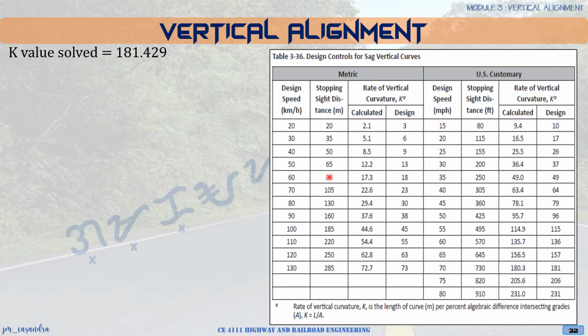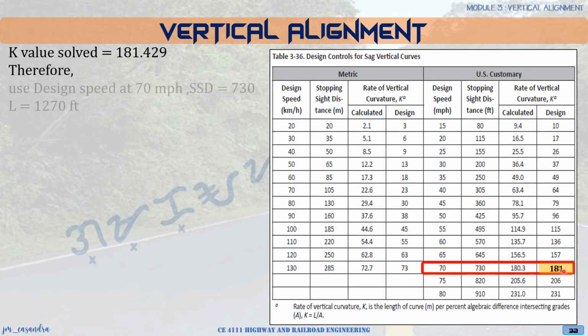So with that, given Table 3.36, the K value that we have solved is 181. So from there, we're given feet, so we use the US customary values. So we look on the design value of K, which is 181. And we have here the value of 181. Okay. So with that, it means that our design speed will be at 70 miles per hour, and our design stopping sight distance will be 730 feet.